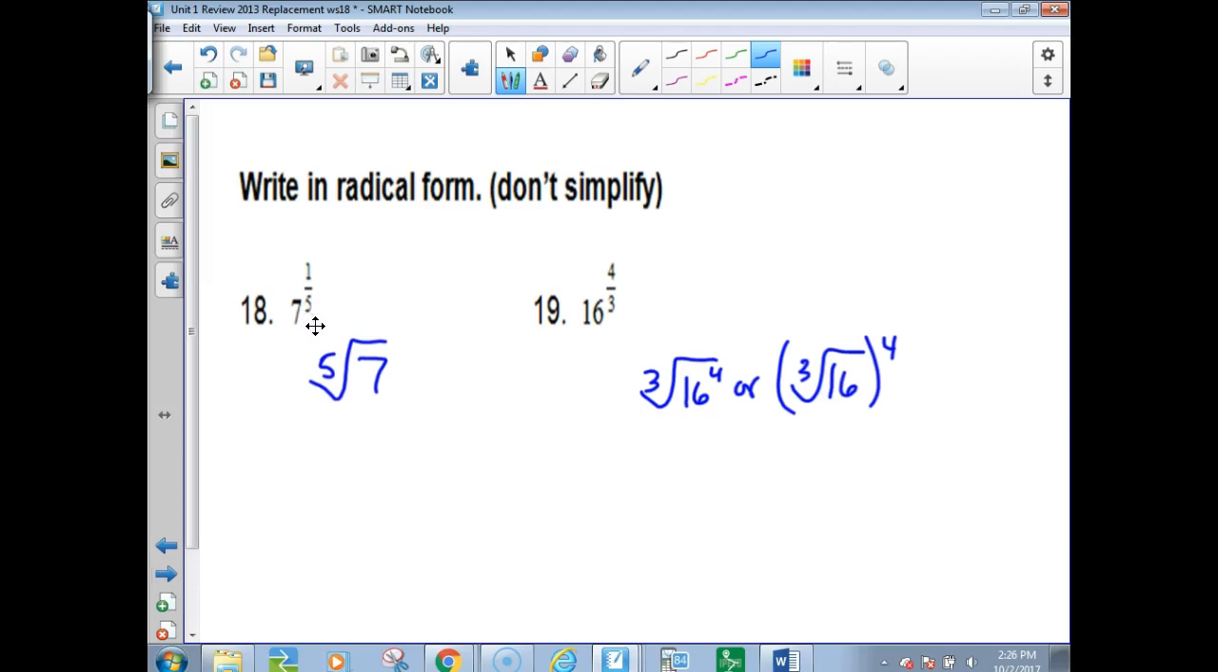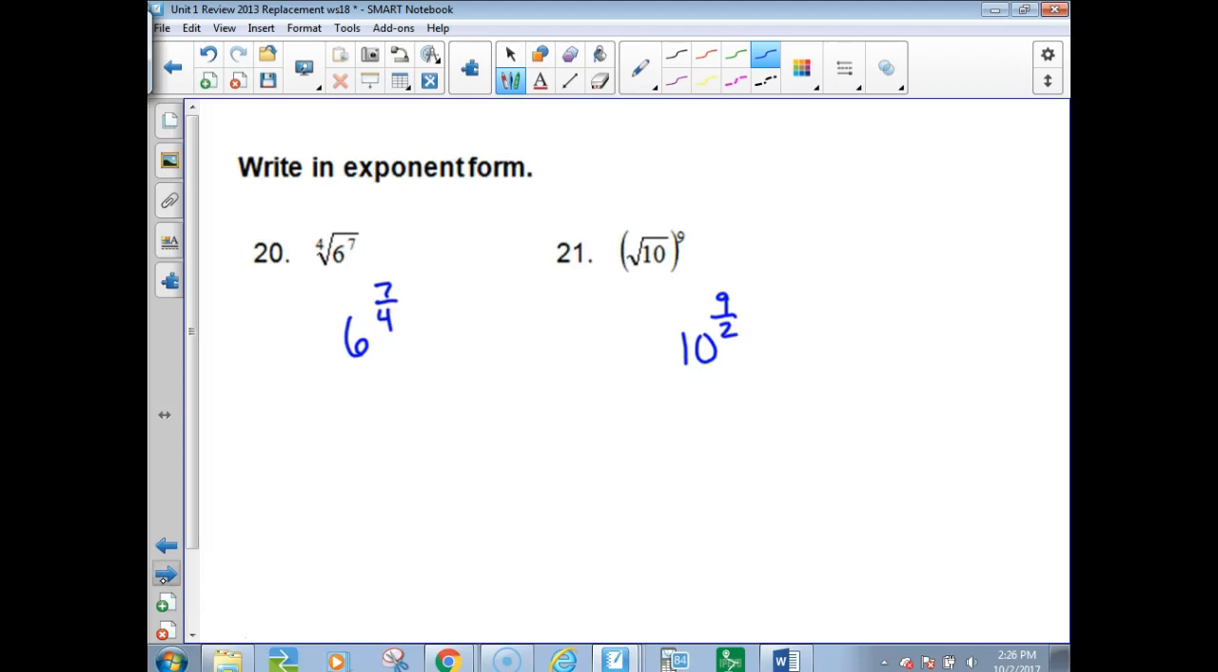That means the root is 5, 5th root is 7. This would be the cube root of 16 to the 4th, or the cube root of 16 parentheses 4th. Okay, there's 20, 21. If there is no index, it's understood that it's a 2.